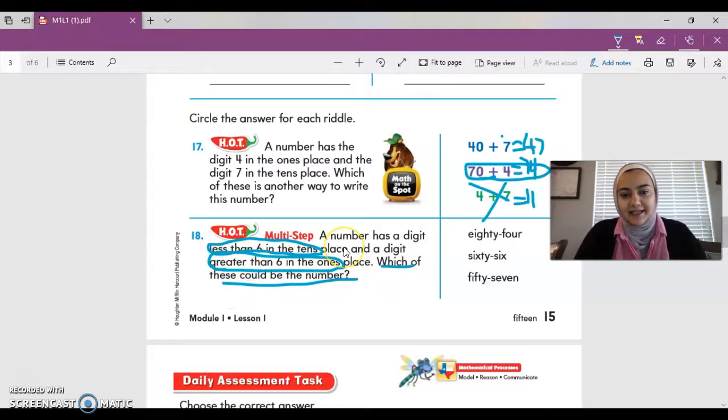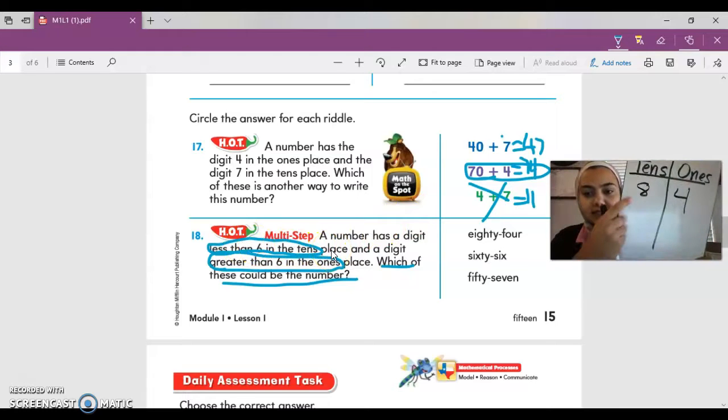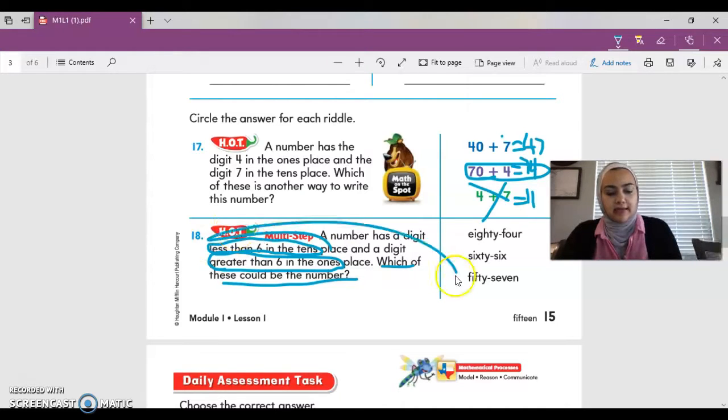So less than 6, that means the number in the tens place is smaller than 6. So let's try 84. We're going to try each one of these, plug it in, and see if that makes sense. So we have 84. I'm going to write 8 tens and 4 ones. A number has a digit less than 6 in the tens place. Is this digit less than 6? No, the digit 8 is more than 6, not less than 6. So we know that 84 is definitely wrong. So we can put an X on 84.